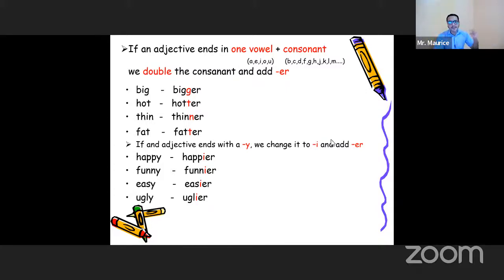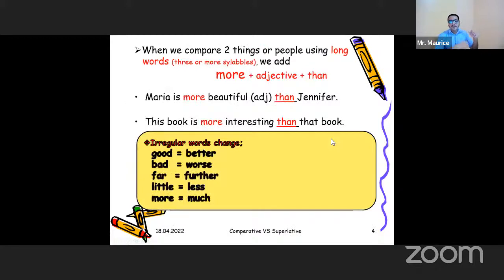Okay, now quickly please. These are when we have a long adjective. So when we have a long adjective, we use the word more. Okay, such as the example we have here: Maria is more beautiful, or with the adjective interesting, this book is more interesting than.